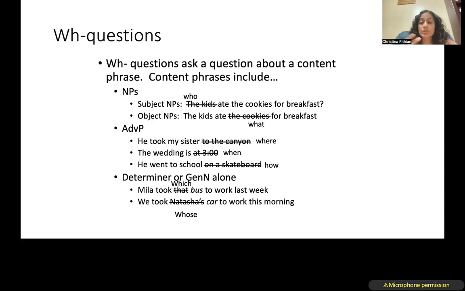So the same thing happens with gen Ns. Here I have a gen N, which is Natasha's, apostrophe S. And I say, we took Natasha's car to work this morning. Well, if I don't know who, I'm going to replace Natasha's with whose. And the question will be, whose car did we take to work this morning? So notice whose just replaces the gen N, but we still need to have the rest of the phrase that includes car. And that's all going to move together. The WH word and car are going to all move together to the front of the sentence.